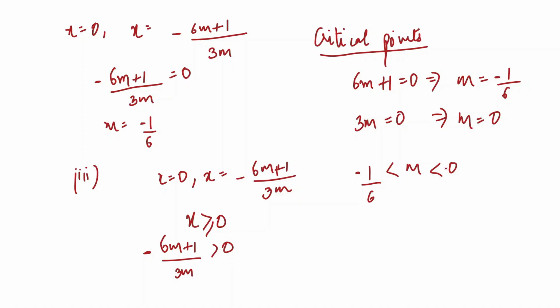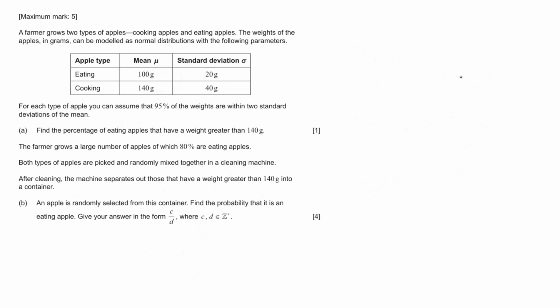Now we'll solve the next question, which is from this paper. You can pause this video and read the question, and then we will discuss it. A farmer grows two types of apples: cooking apples and eating apples, right? The weight follows the normal distribution. What is the first part? We have to find the percentage of eating apples weighing more than 140 grams.